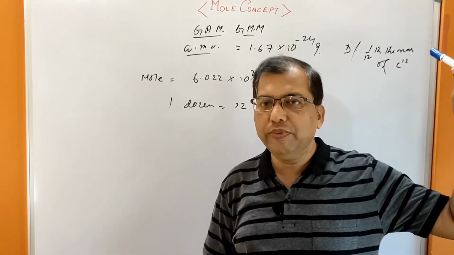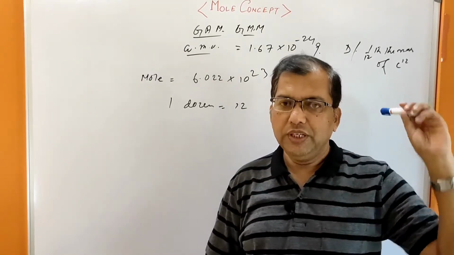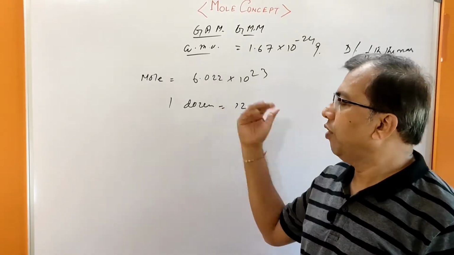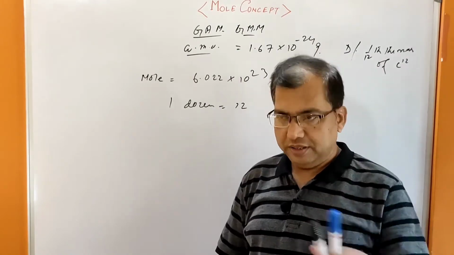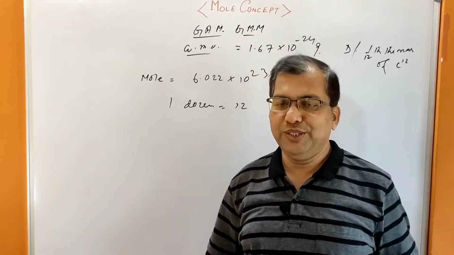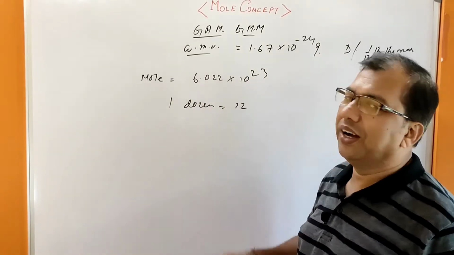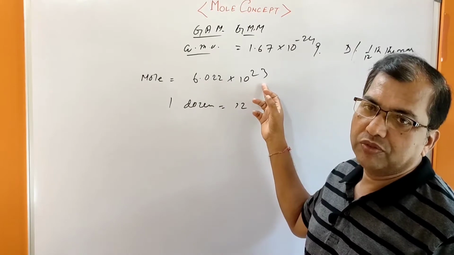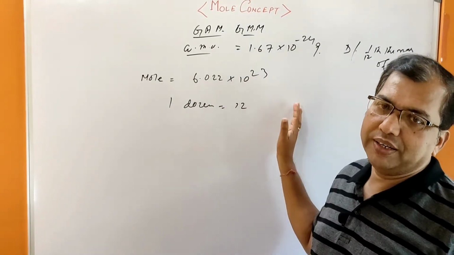Go to the market and buy. Tell the shopkeeper, give me 1 mole of pens and keep it in your home. The place will be large, so you can't imagine how many pens there will be. Similarly, this is 1 mole. You can take 5 moles, 10 moles.